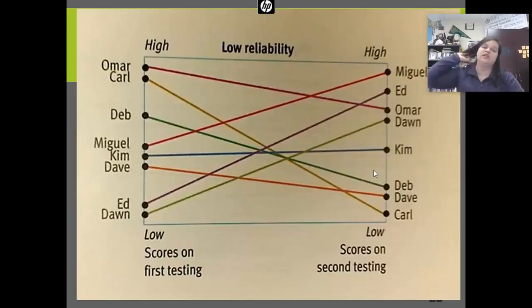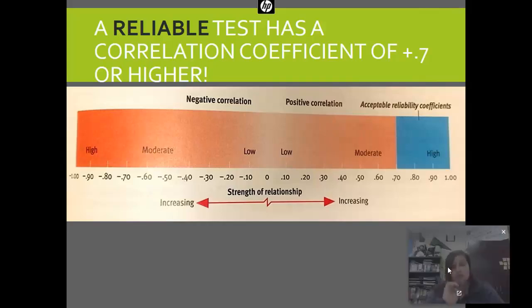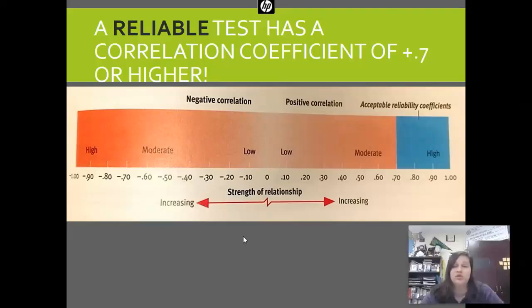This test is showing low reliability because we have drastic differences. Carl did great the first time. Why did he do worse the second time if it was the same test? Ed, he did not so great, but then his score went way up. Those don't make sense. So this test we could say is not consistent. It has low reliability. We can numerically measure the strength of the reliability of a test. If you can recall back to our chapter on research, we use correlation coefficients to measure the strength and the direction of a correlation. So if a test has a positive correlation of 0.7 or higher, that test can be considered reliable.